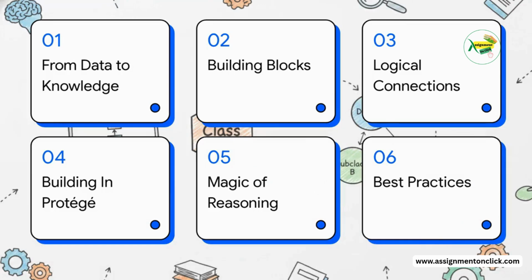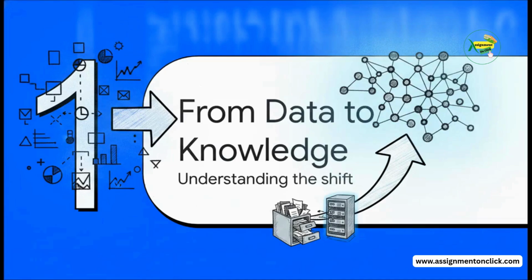Here is our roadmap for today's explainer. We'll go from data to knowledge, look at the building blocks of ontology, cover making logical connections, building it in Protégé, the magic of reasoning, and wrap up with best practices for beginners. Let's dive right in. Section 1, From Data to Knowledge.